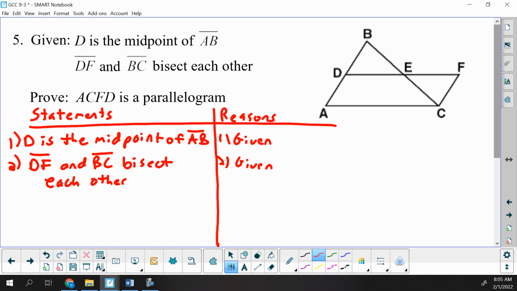Notice we want ACFD to be a parallelogram. So we basically want to get opposite sides in those to be either congruent or parallel. So that's basically what our plan is. And let's keep that in the back of our mind. We've got to try and get the ACFD sides congruent and parallel. Well, let's just start going with what they gave us. We had D as the midpoint of AB. So that'll give us midpoint implies 2 congruent segments.